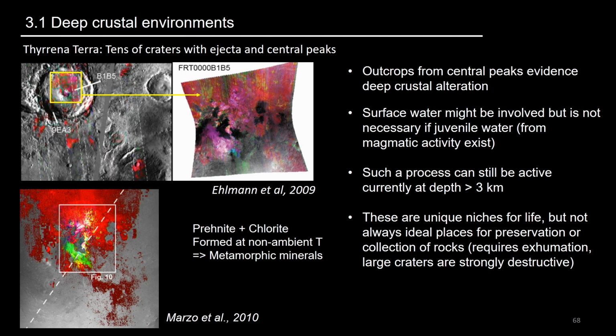And we have a lot of craters excavating materials which show minerals such as prehnite and chlorite. Those are all formed at non-ambient temperatures. Those are metamorphic minerals, but they show that there was water at depth. And that's very, very important because this location at depth could be a niche for life.